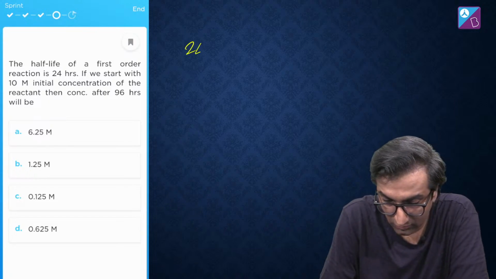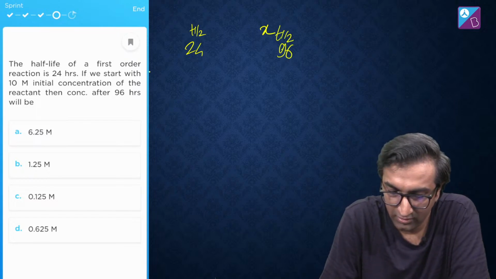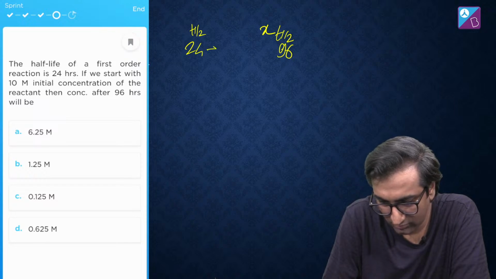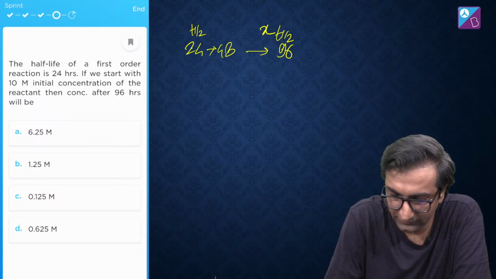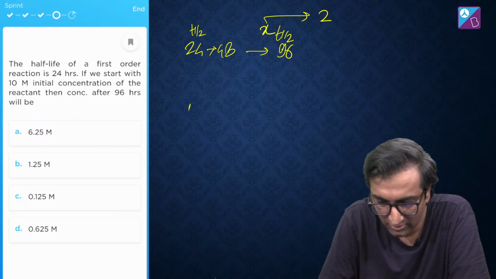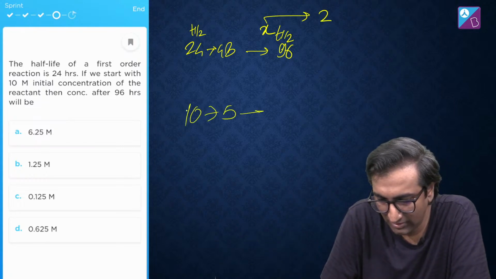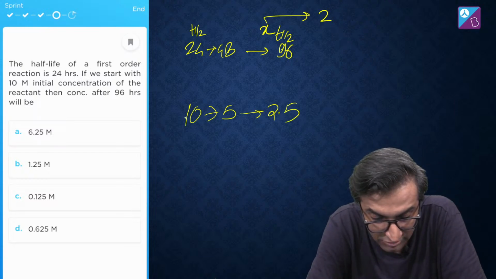हाँ. 24 is T half. And I am saying 96 में T half times X कितने हो गए? 24, okay, then 48, 96. So this is equal to 2. 2 half lives. 2 half lives मतलब आधा ऊपर, फिर से आधा हो गया. 10 becomes 5, becomes 2.5. ठीक है. Now concentration of the reactant.